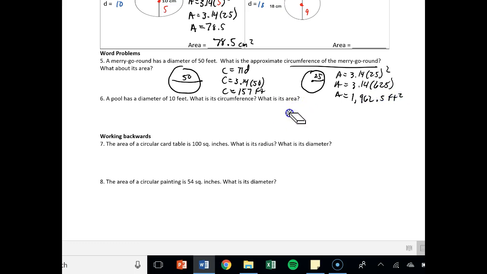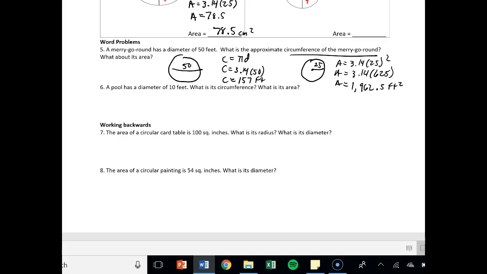So on number 6, I want you to do that in your notes. I don't necessarily want you to do it. I don't think I'll ask about it in Edpuzzle. But number 6 is just like number 5 with different numbers. Now lastly, I'm going to do number 7 with you, working backwards.